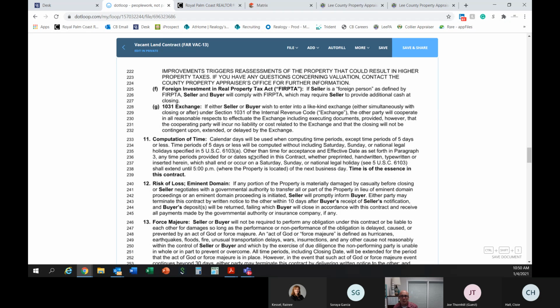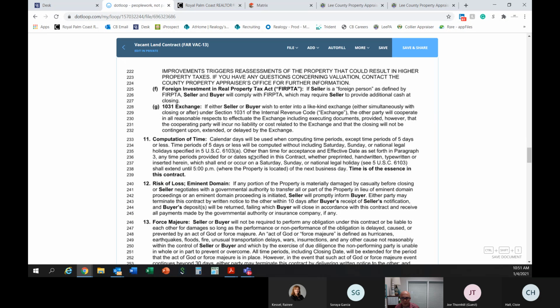Computation of time. Calendar days will be used when computing time periods, except time periods of 5 days or less. Time periods of 5 days or less will be computed without including Saturday, Sunday, or national legal holidays specified in 5 USC 6103(a), other than time for acceptance and effective date set forth in paragraph 3. Any time periods provided for or dates specified in this contract, whether pre-printed, handwritten, typewritten, or inserted herein, which shall end or occur on a Saturday, Sunday, or national legal holiday, shall be extended until 5 p.m. of the next business day.